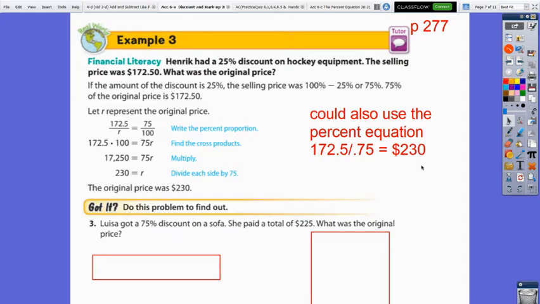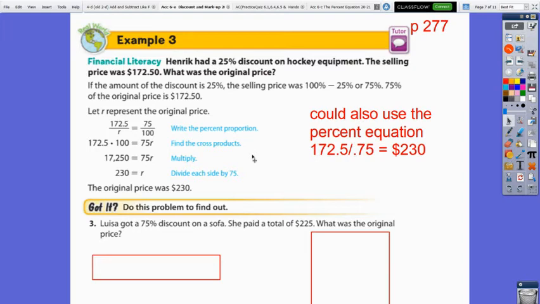Just make sure your answer makes sense and is reasonable in these, right? If it was 172.50, then 25% off of something a little higher than that. And you can always check this, right? Figure out what 25% of $230 is. You can confirm that it is the sale price that you paid.